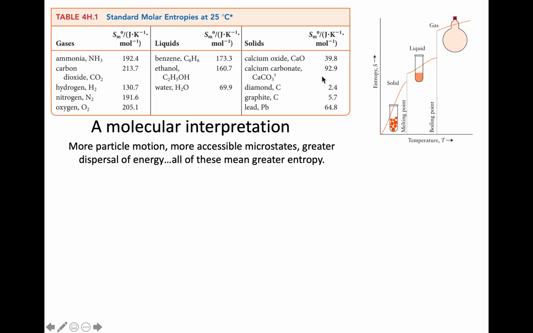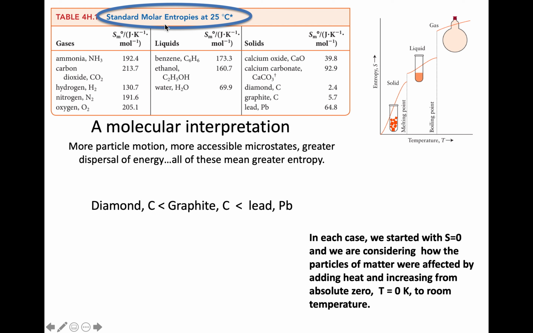So if I'm thinking about what takes place here at the particle level, I'm thinking more particle motion, more accessible microstates, greater dispersal of energy. All of these are going to be things that lead to greater entropy values. I'm thinking about that when I see these reported values here for the standard molar entropies. So think about what this means.